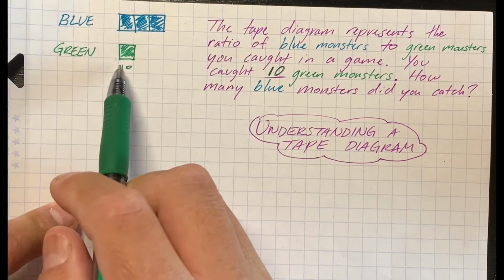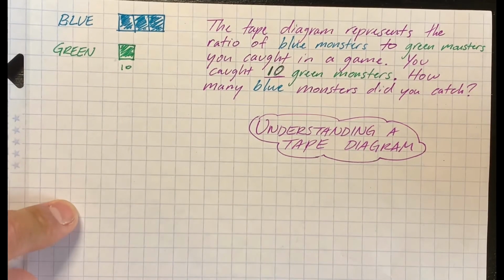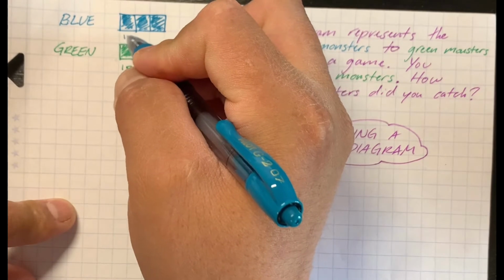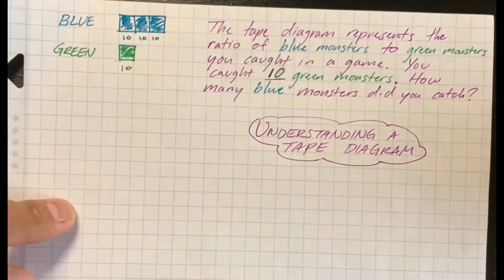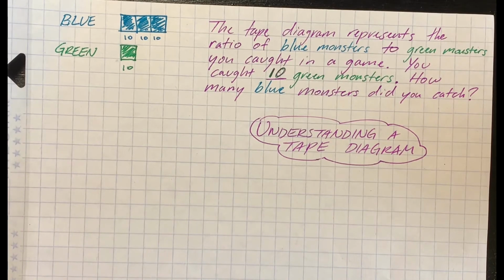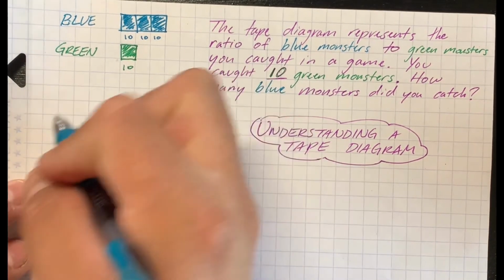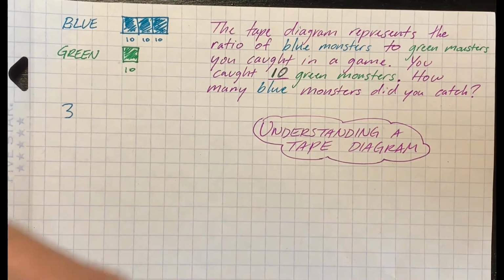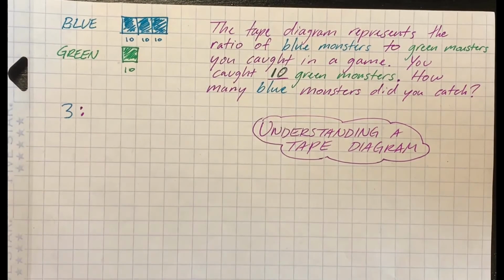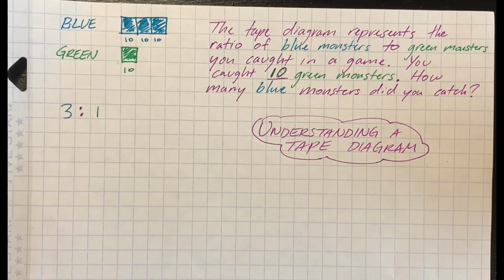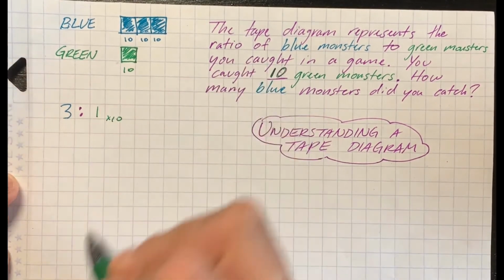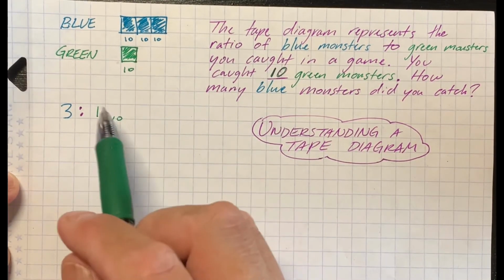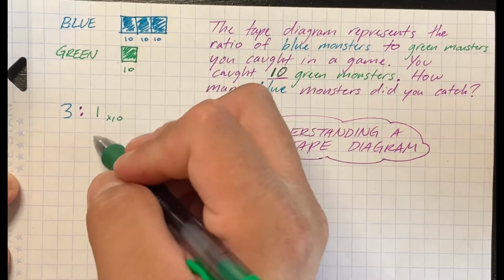So if one of these boxes is worth 10, then that would indicate that the other boxes are worth 10 as well, because they're equivalent. So again, we have this ratio of blue monsters to green monsters. Okay. Now, because one unit is worth 10, we multiply 1 times 10 and we have 10.